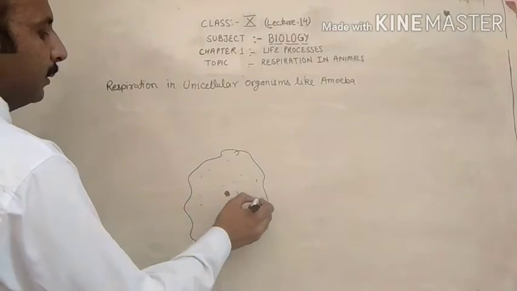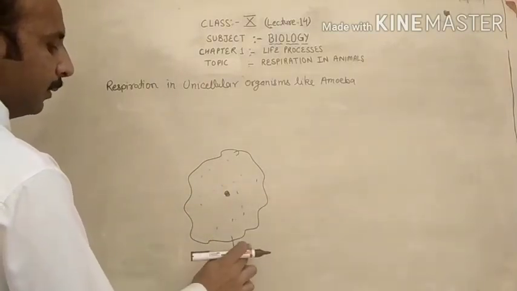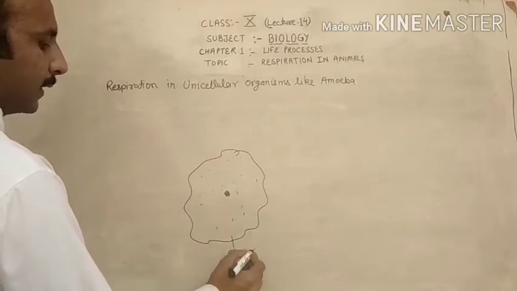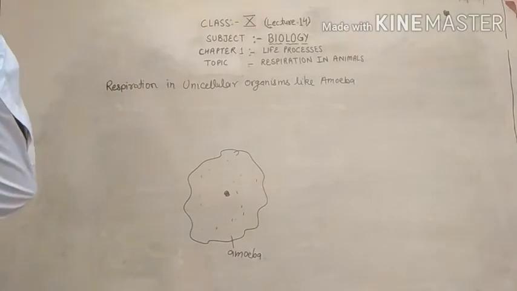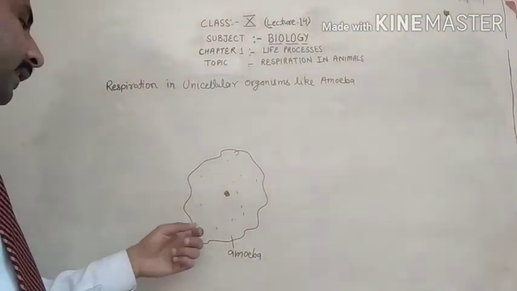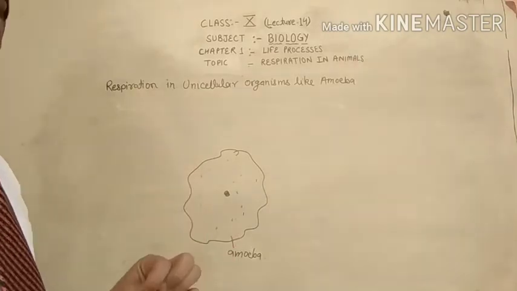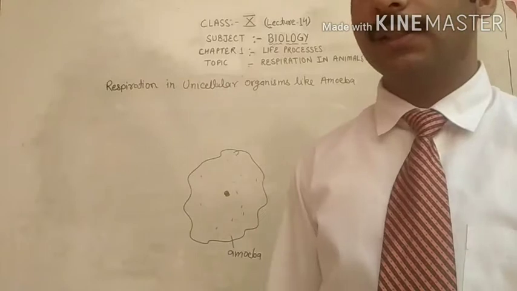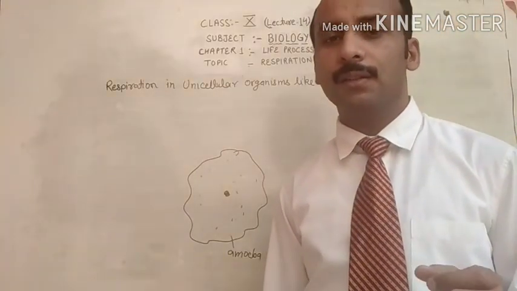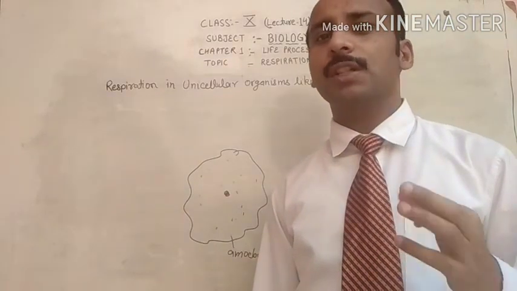this is an amoeba, or you can say an amoeboidal cell. This structure is called an amoeba. This animal is mostly present in water bodies, among aquatic animals. And how does the process of respiration take place in amoeba?